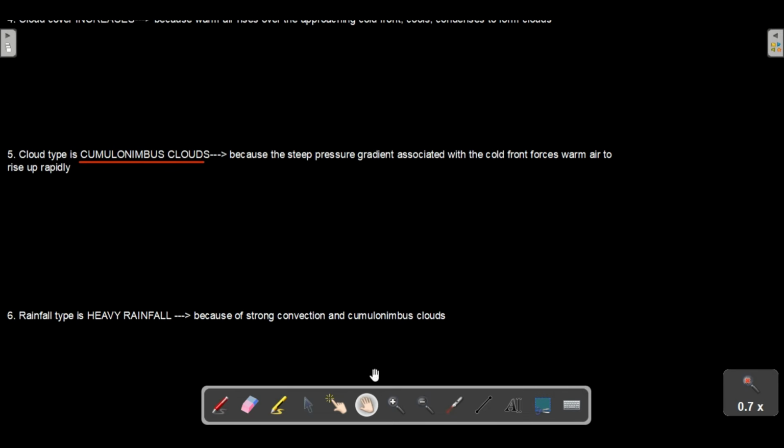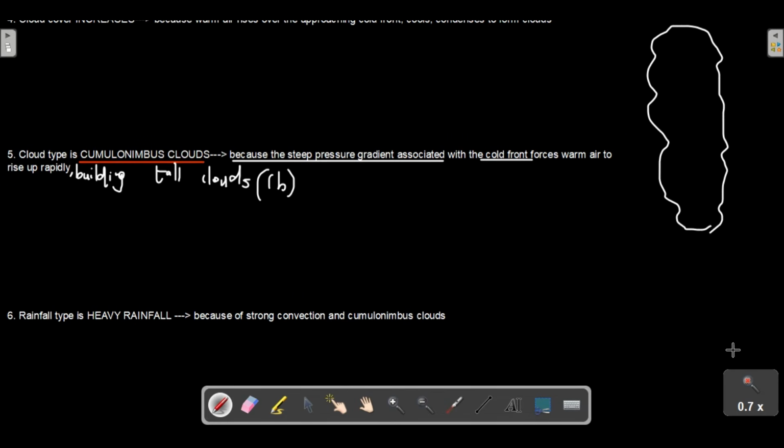Cumulonimbus clouds occur, as I already stated, because the steep pressure gradient associated with the cold front forces warm air to rise up rapidly, building tall clouds, which are called cumulonimbus clouds. Because there's a large mass of warm air rising up, it's going to condense, and when it condenses, it's going to form these huge clouds, because a lot of warm air was rising up rapidly, very fast, and they end up building up this tall cloud type, which we call the cumulonimbus clouds.